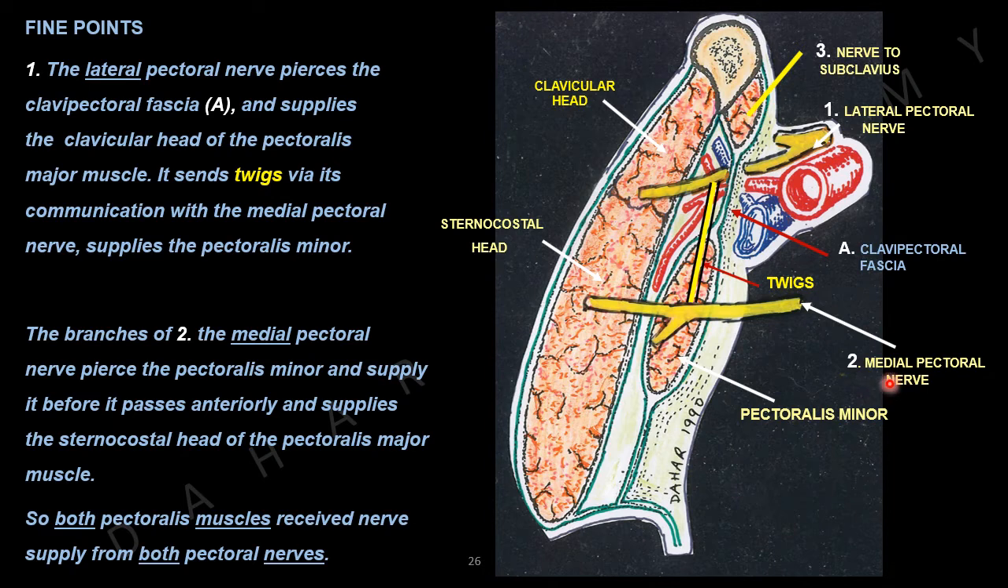This is the medial pectoral nerve, which arises from the medial cord, comes forward, pierces through the pectoralis minor muscle and supplies that muscle first before it proceeds forward to the sternocostal part of the pectoralis major muscle and supplies that part. So both pectoralis major and minor muscles are supplied by the lateral pectoral and medial pectoral nerves.